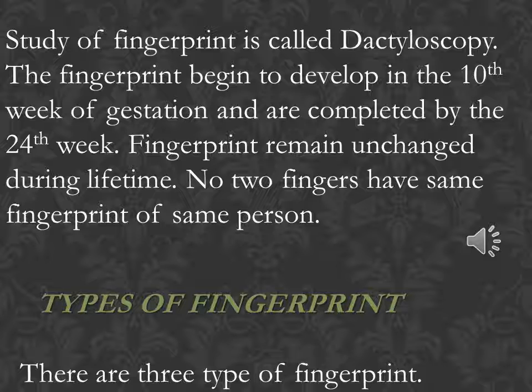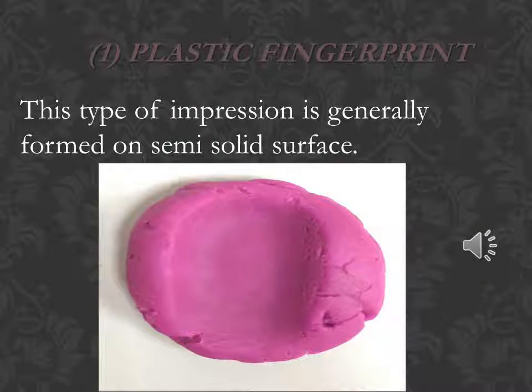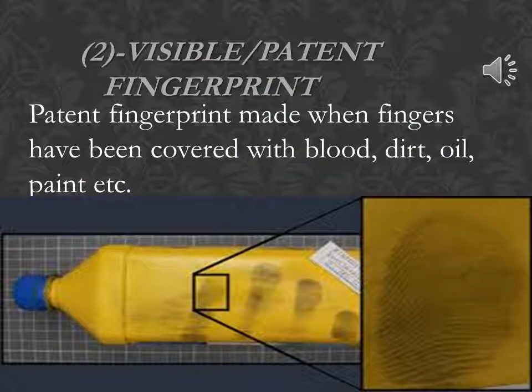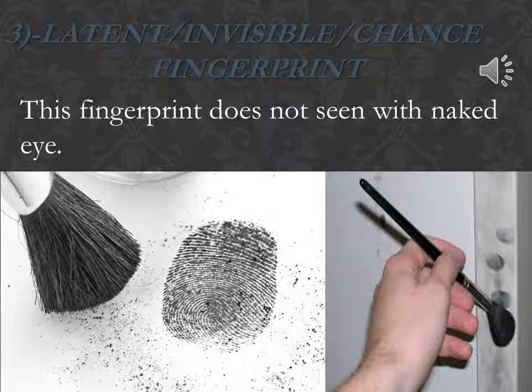Types of fingerprint. There are 3 types of fingerprint. 1. Plastic fingerprint. This type of impression is generally formed on a semi-solid surface. 2. Visible or patent fingerprint. Patent fingerprints are made when fingers have been covered with blood, dirt, oil, paint, etc. 3. Latent or invisible or chance fingerprint. This fingerprint cannot be seen with the naked eye.